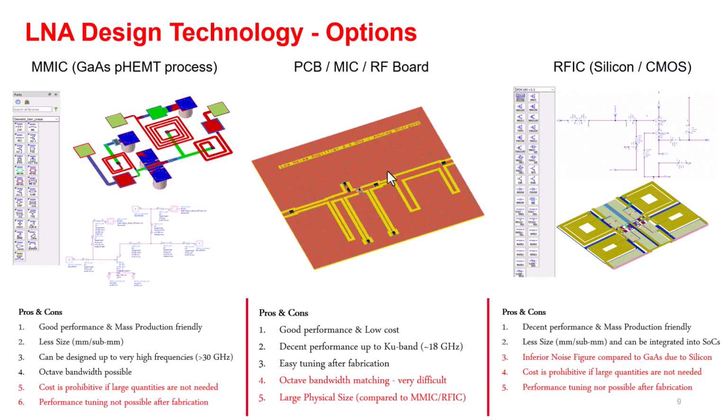So PCB or RF board is a decent choice to consider. The only disadvantage in PCB obviously is you are going to have a much bigger size of the circuit, but then the cost would be nicely controlled since you are not looking to buy in bulk quantity, or you want to produce in a bulk quantity.